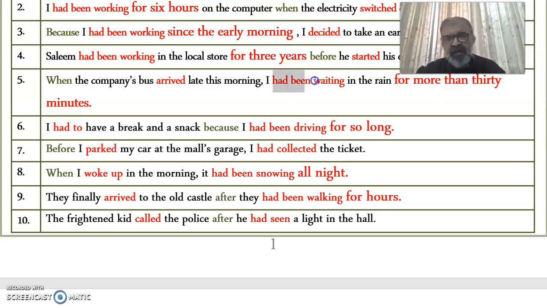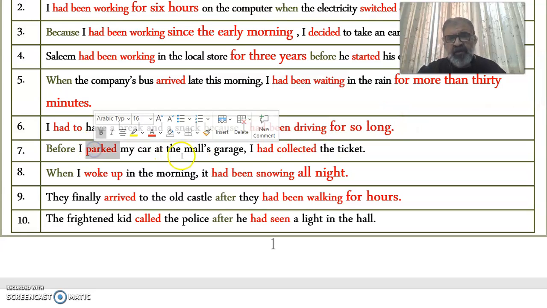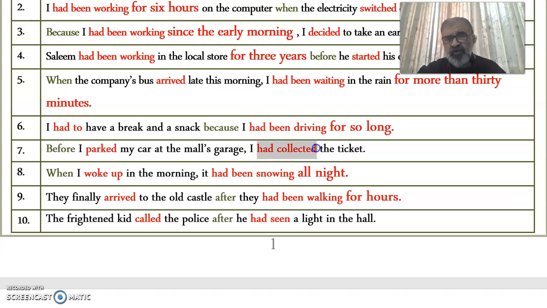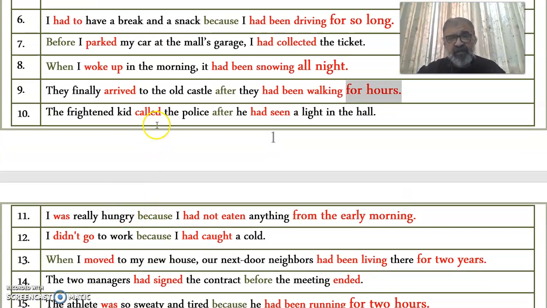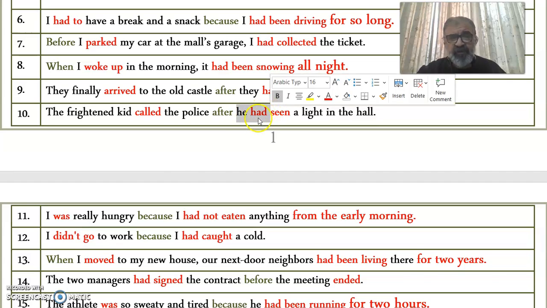That's why we used had been waiting, past perfect continuous. I had to have a break and a snack because I had been driving for so long, duration. Before I parked my car at the mall's garage, I had collected the ticket, no duration. When I woke up in the morning, it had been snowing all night, duration. The family arrived at the old castle after they had been walking for hours, duration. The frightened kid called the police after he had seen a light in the hall, no duration. That's why past perfect.